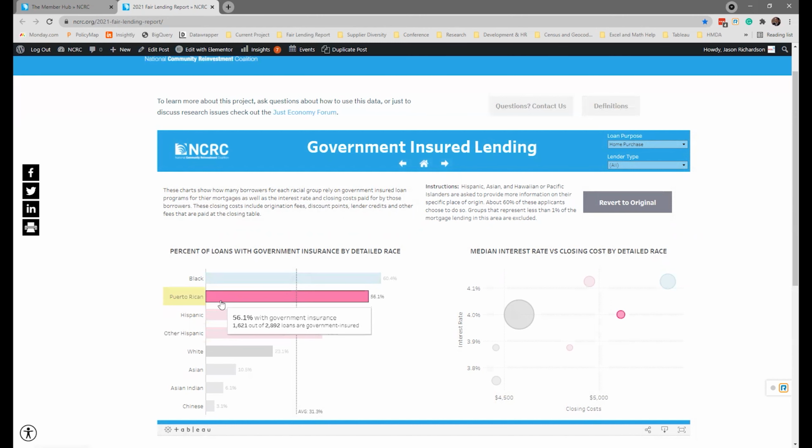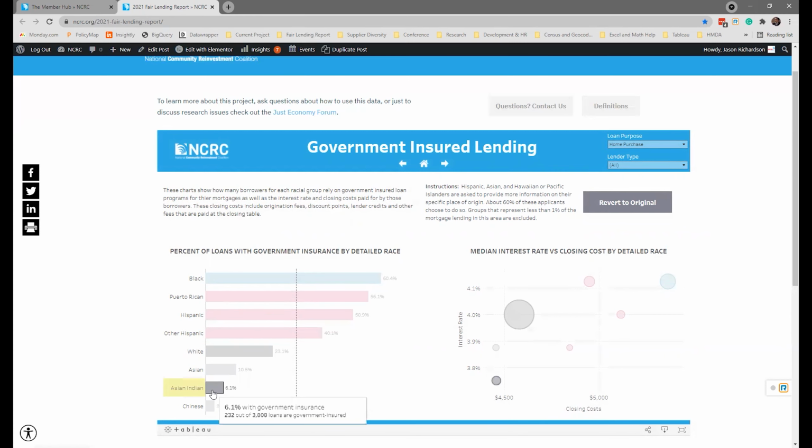And you can see where Puerto Rican borrowers use government insured lending over 56% of the time, other Hispanic, which generally refers to South and Central American, about 40% of the time. Meanwhile, at the other end of the spectrum, while Asian borrowers typically don't use government insurance very much, specifically Asian Indian and Chinese borrowers, who are a large part of the Asian market, use it even less. And they pay commensurately less for closing costs and interest rates as well.